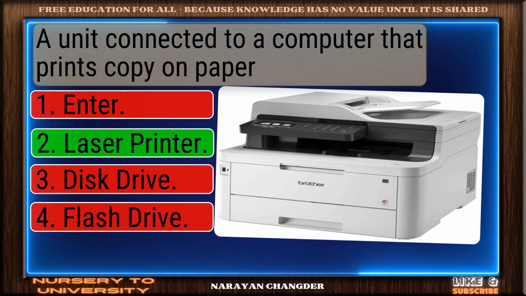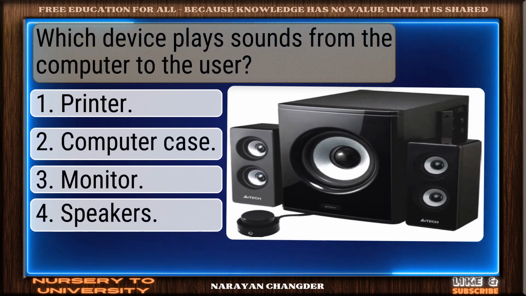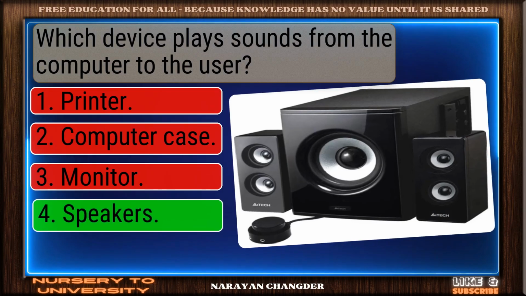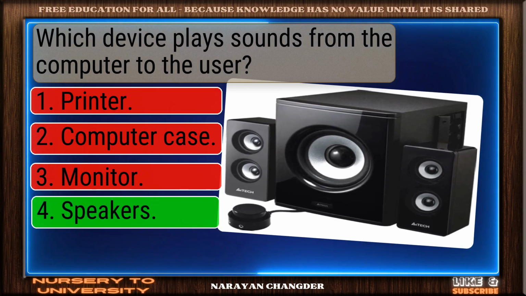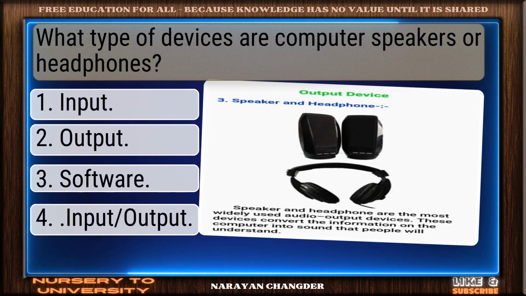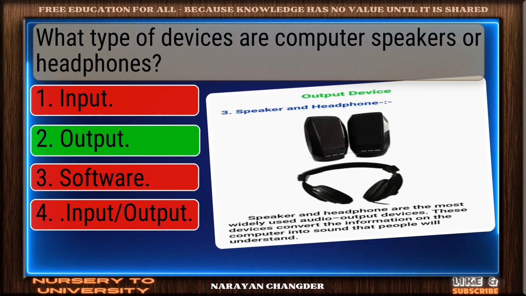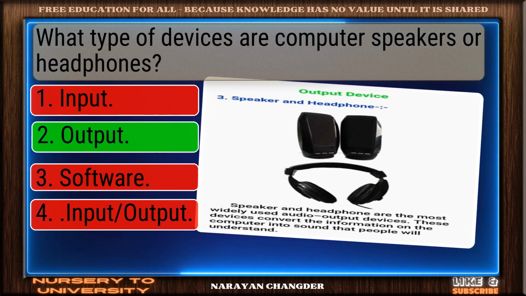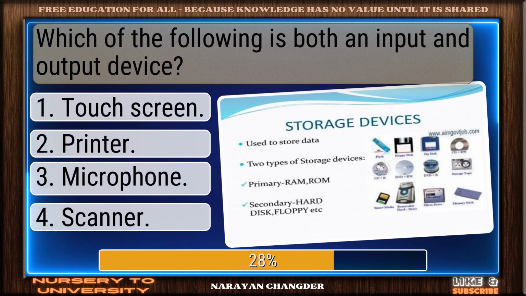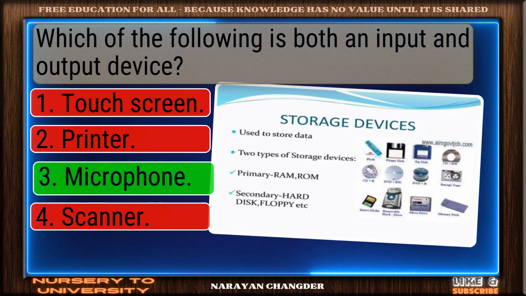A unit connected to a computer that prints copy on paper. Perfect. Laser printer is the correct choice. Which device plays sounds from the computer to the user? Correct. Speakers is the right answer. What type of devices are computer speakers or headphones? Great job. Output is the accurate answer. Which of the following is both an input and output device? Bravo! Microphone is the answer.